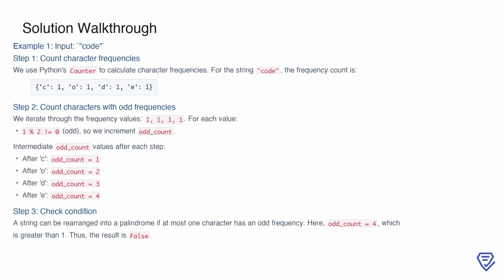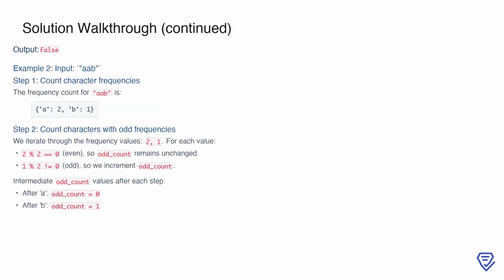For a string to be rearranged into a palindrome, at most one character can have an odd frequency. Since odd_count here is 4, which is greater than 1, this condition is not satisfied, and the result is false. In the next example, the input string is aab. First, we calculate the frequency count, which gives a 2, b 1.